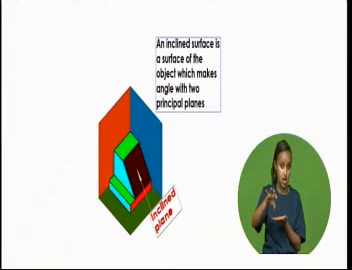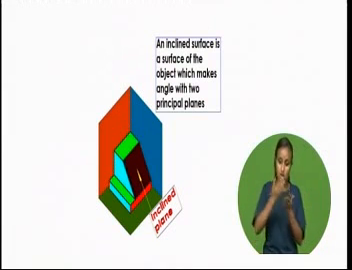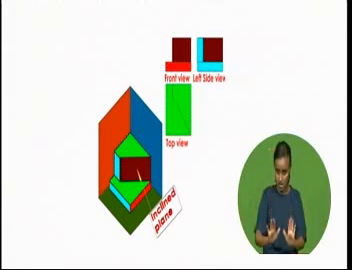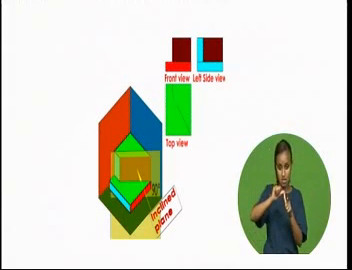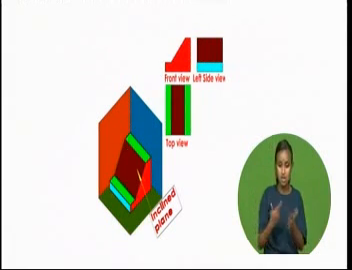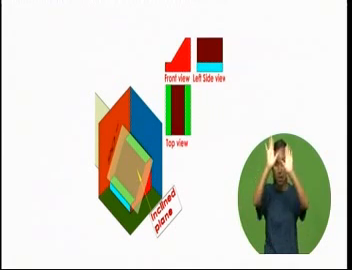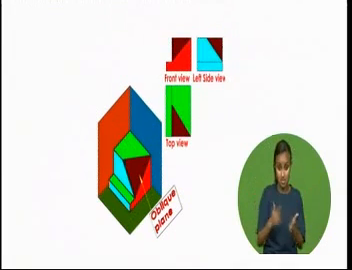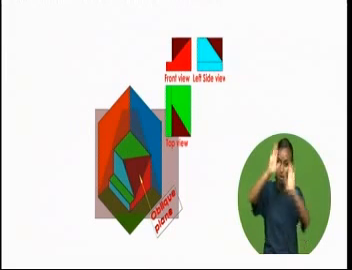It might come to your mind: what is the difference between inclined and oblique surfaces? The words inclined and oblique refer to the angle which is made by the object's surface and the principal planes of projection. An inclined surface is a surface of the object which makes an angle with two principal planes. For example, this surface makes an angle with the horizontal plane. This one makes an angle with the vertical plane. And this surface makes an angle with the profile plane. Oblique surfaces make an angle with all the principal planes of projection.